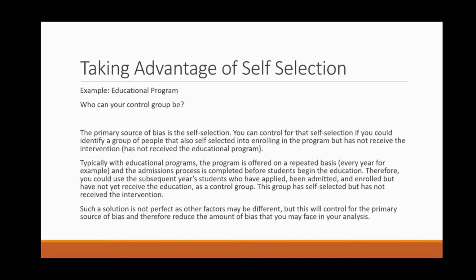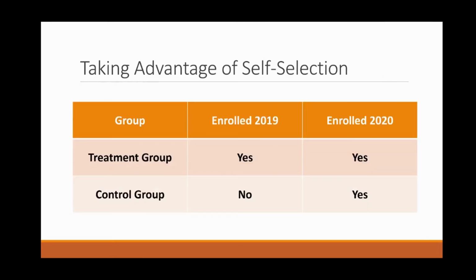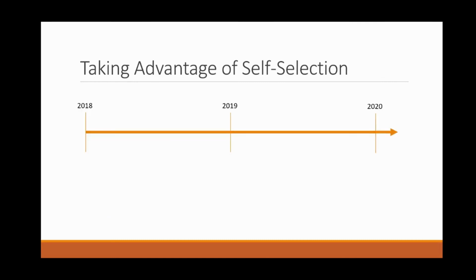Now, this is not a perfect method, but it helps us to reduce the amount of bias because it helps us to control for that self-selection process. Now, let me give you an example of what this would look like. Here I have a timeline, let's just say from 2018 to 2020. We're taking advantage of self-selection.